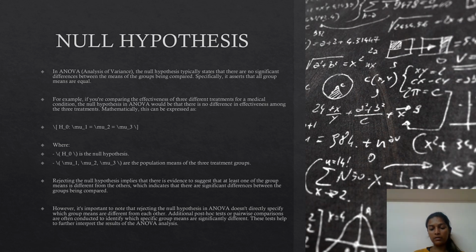Rejecting the null hypothesis implies that there is evidence that at least one of the group means is different from the others, which indicates that there is a significant difference between the groups being compared. However, it is important to note that rejecting the null hypothesis in ANOVA doesn't directly specify which group means are different from each other. Additionally, post hoc tests or pairwise comparisons are conducted to check which groups differ significantly.